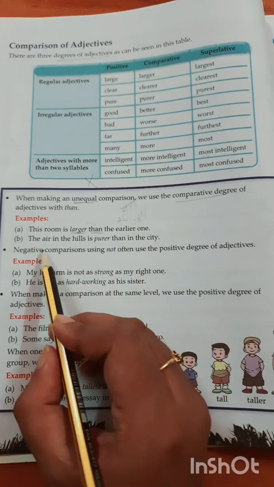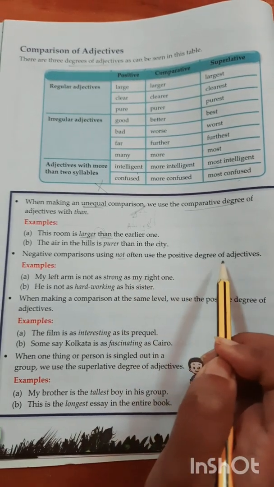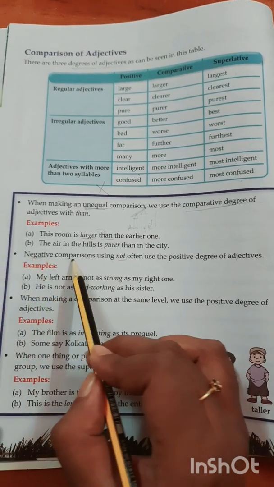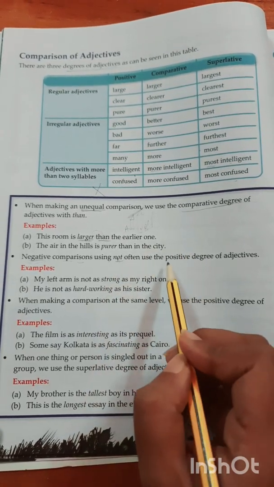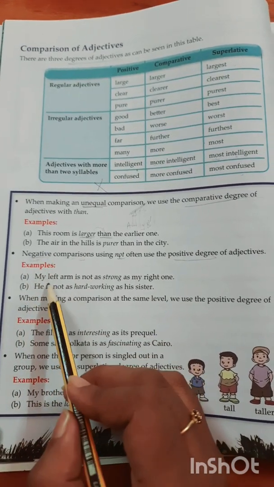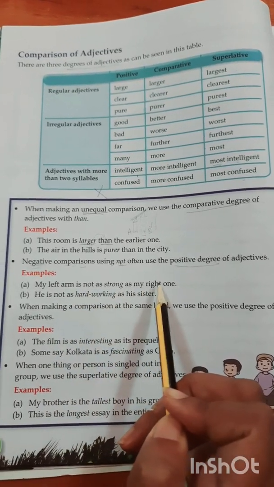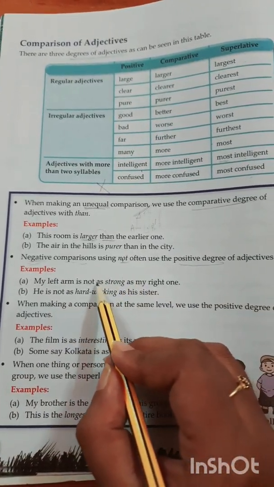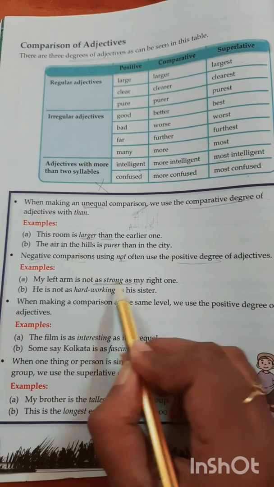Okay, children? And then negative comparisons often use the positive degree of adjectives. If you are using negative comparisons, you should use not, right? Negative, not. So always you should use positive degree if you want to compare anything negatively. For example, my left arm is not as strong as my right one. Yes, so you're comparing the equal thing but negative. That's why you're using positive. Yes, children, as strong as my right one, not as strong as.